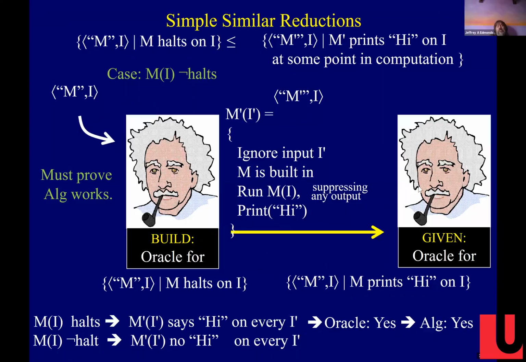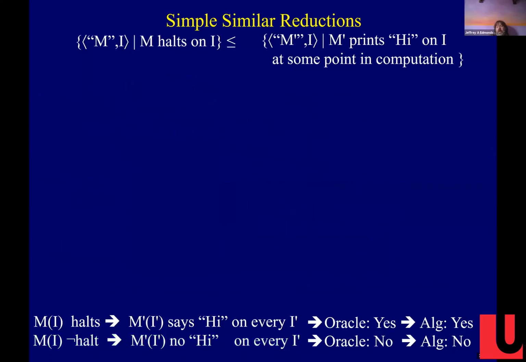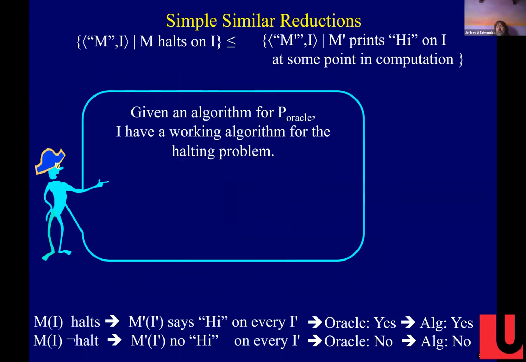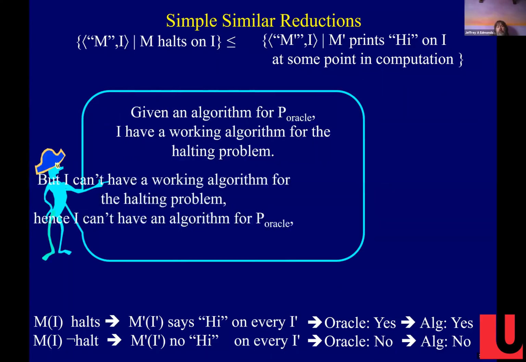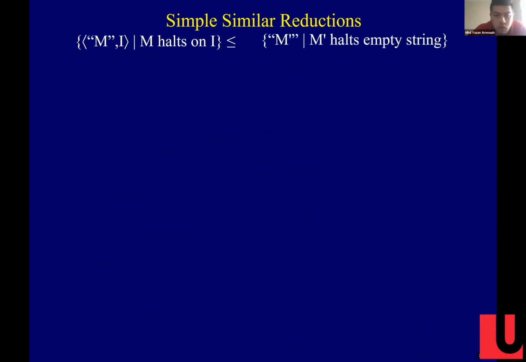But if M doesn't halt on I, then M prime is always going to give no hi. So then the oracle is going to say no, and we're going to say no, and either way we got the right answer. Does that make sense? All right. Yes, sir. And that's it.